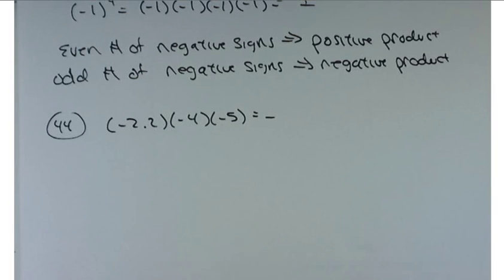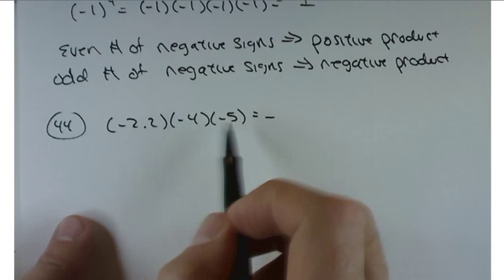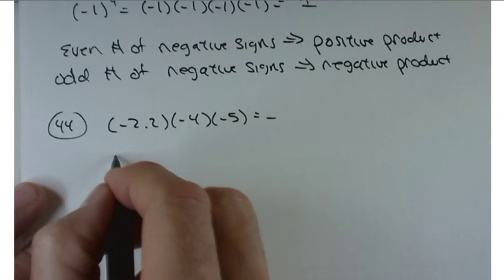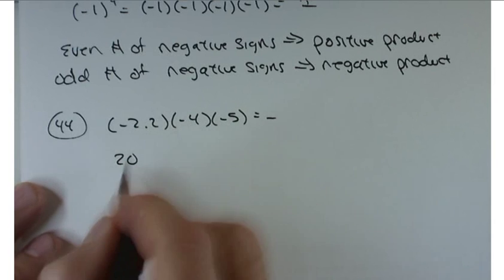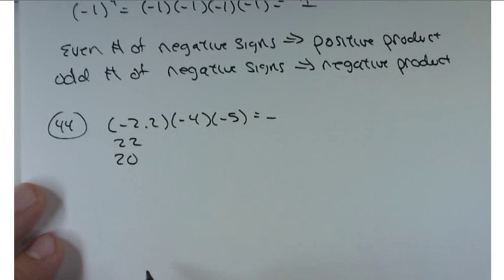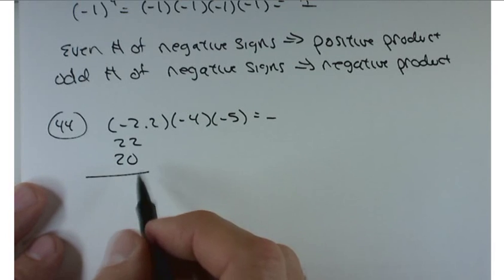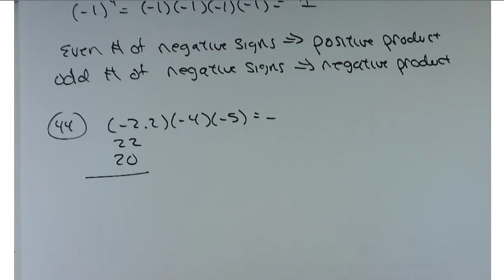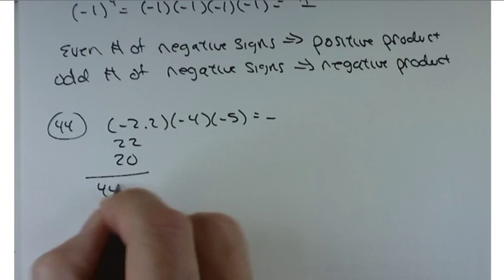Now, let's do this as easy as we can. 4 times 5 is going to be 20. So I'll start out there. So I'm going to need to do 20 times 2.2. Well, all right. Let's do it this way. 22 times 20, it's going to be 440.